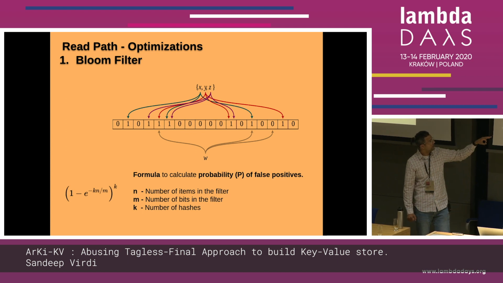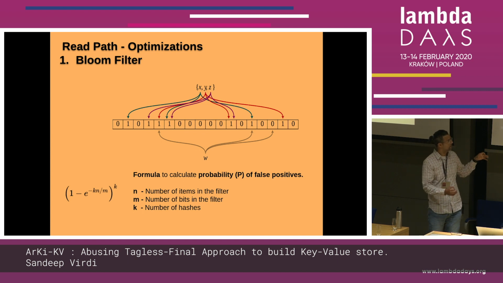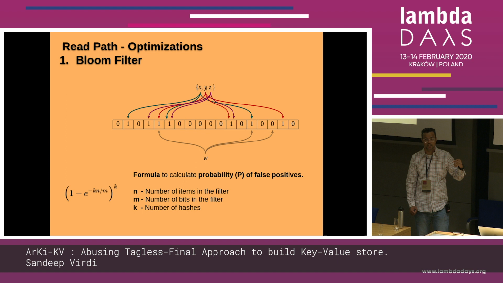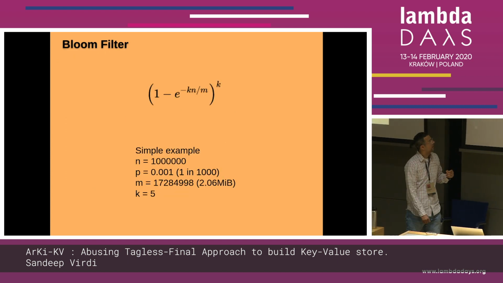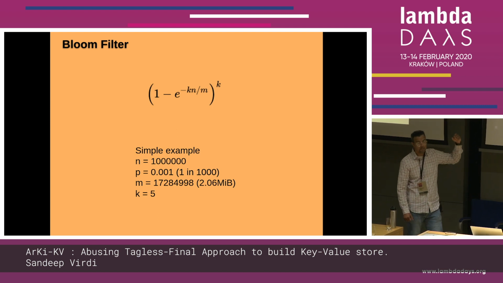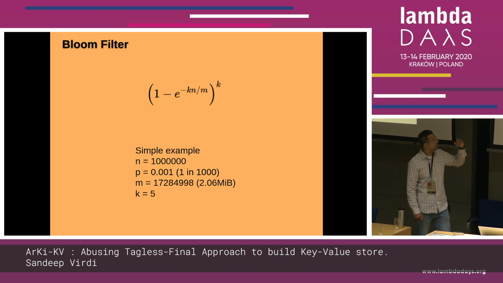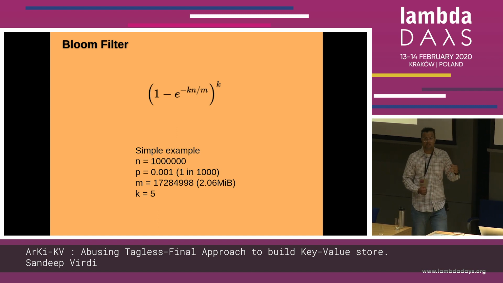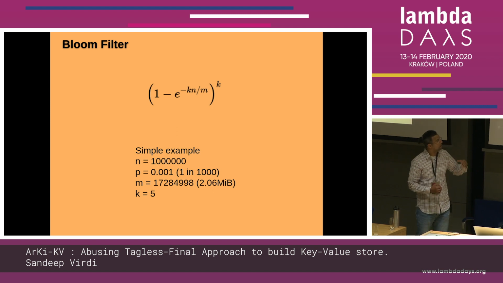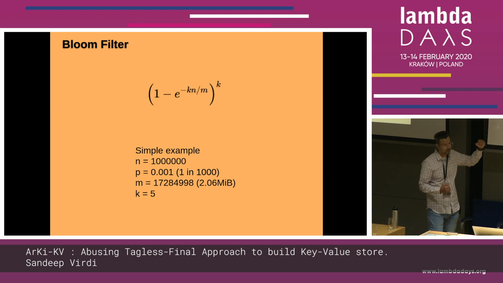So in this formula, n is the number of items in the filter, m is the size of the filter or the bits in the filter, and k is the number of hashes or the hash constant. So let's look at an example of calculating the false positive. Say you have 1 million keys, the size of the Bloom filter is, say, 17 million bits or closer to 2 MB, and the hash constant here is, say, 5. Then 1 in every 1,000 requests will actually go and search the block, or that's the probability of false positive.